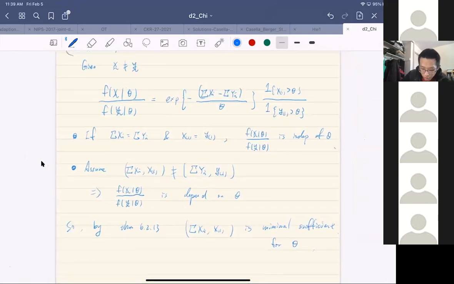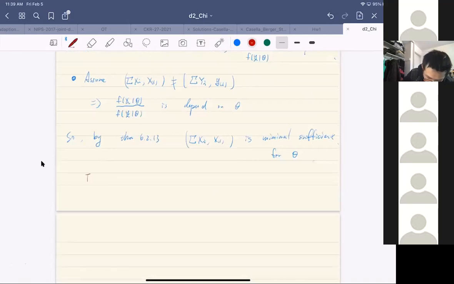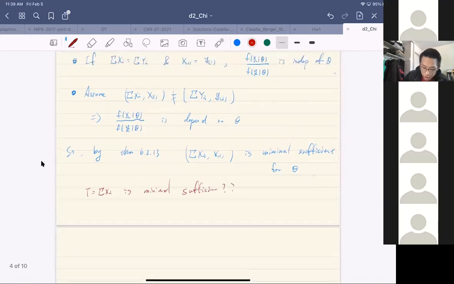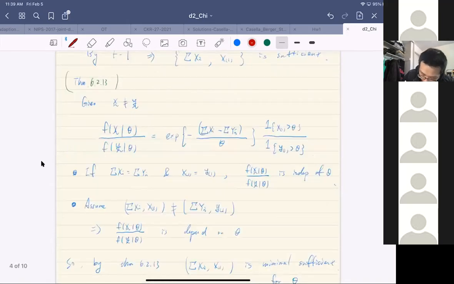Okay. So your question is if this is sufficient. Okay. So you can think like, if this one is equal to this one, then this term is equal to 1.